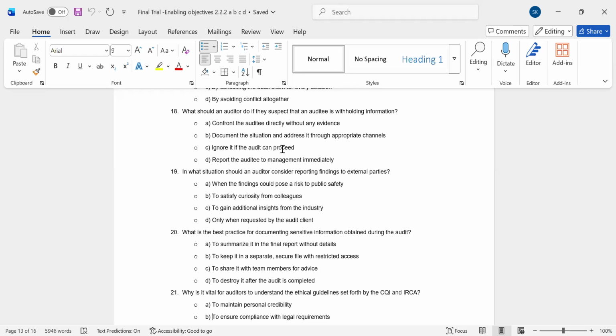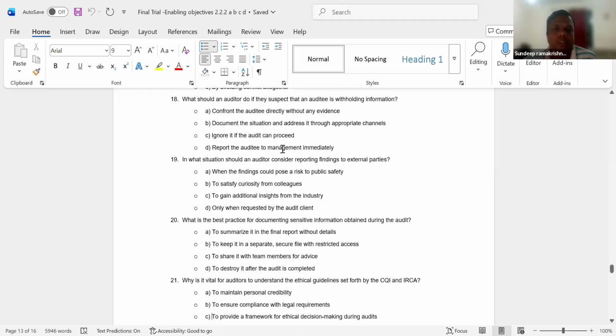Okay, sir. What is the answer all of you are giving now? B, sir. To keep it in a separate, secure file with restricted access. Right. Correct. Thank you, Shadi Munir. Thank you, sir.